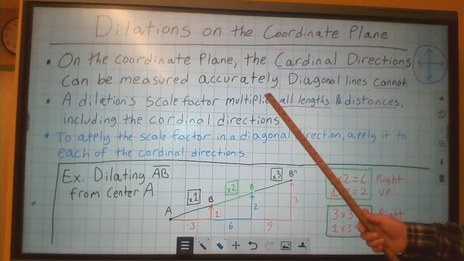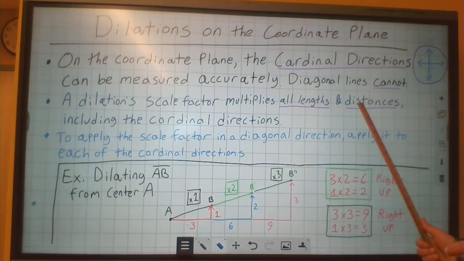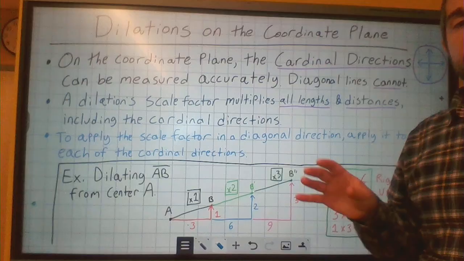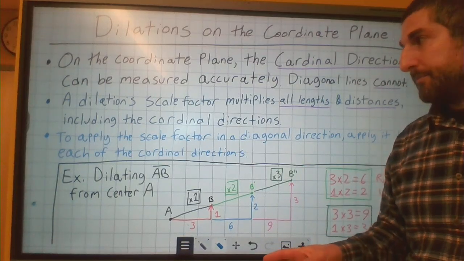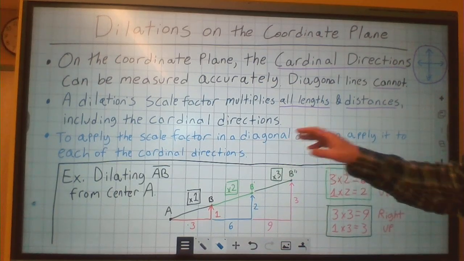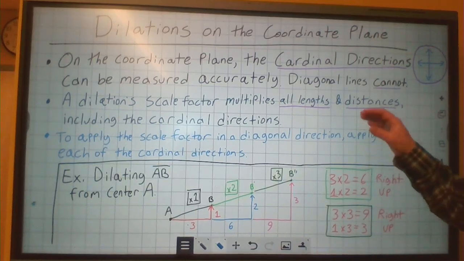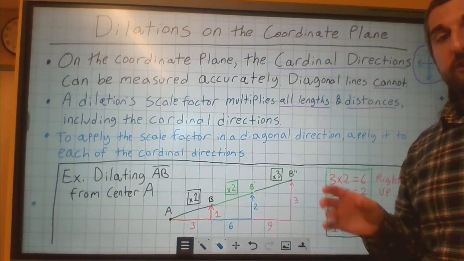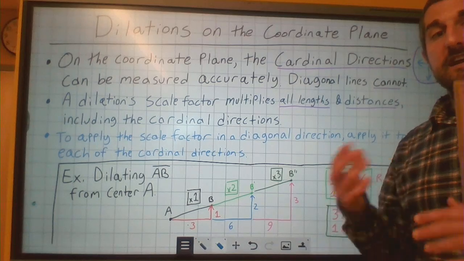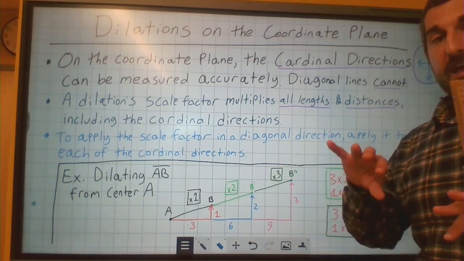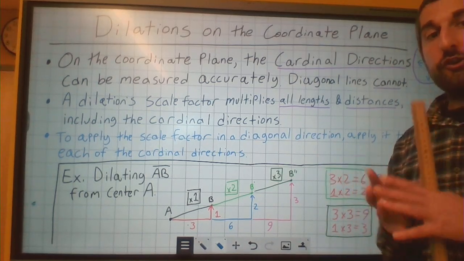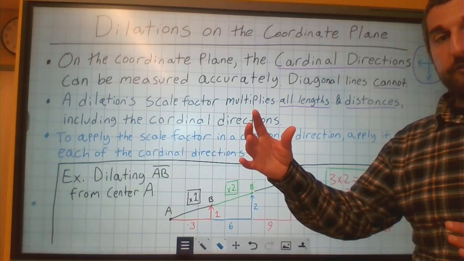A dilation scale factor multiplies all lengths and distances. That includes the cardinal directions. So, to apply the scale factor in a diagonal direction, we're going to apply it to each of the cardinal directions individually. Together, that will end up applying the scale factor to the total distance.